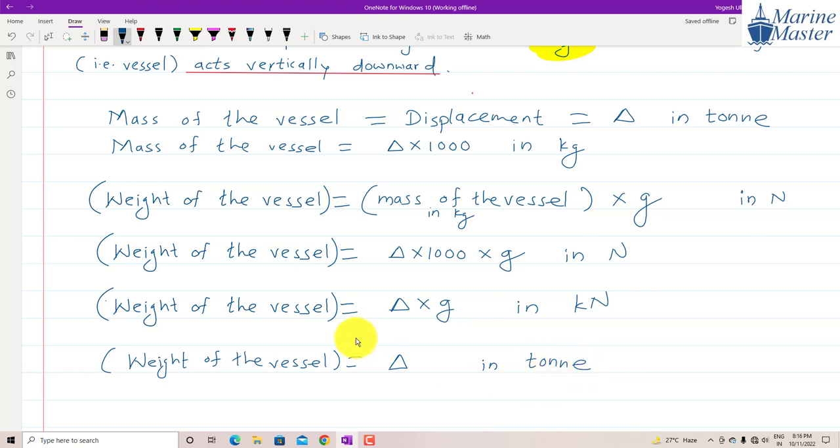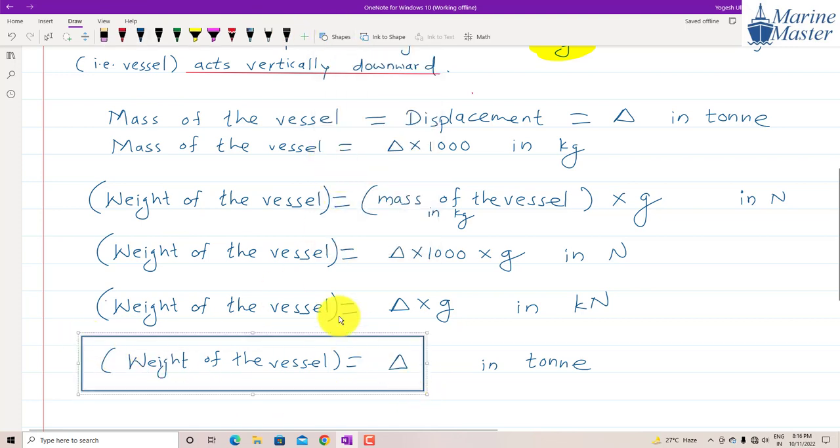So here, what is the meaning of delta in this scenario? Delta means the weight of the vessel in ton. And weight means gravitational force. And here we are denoting this weight in terms of ton.